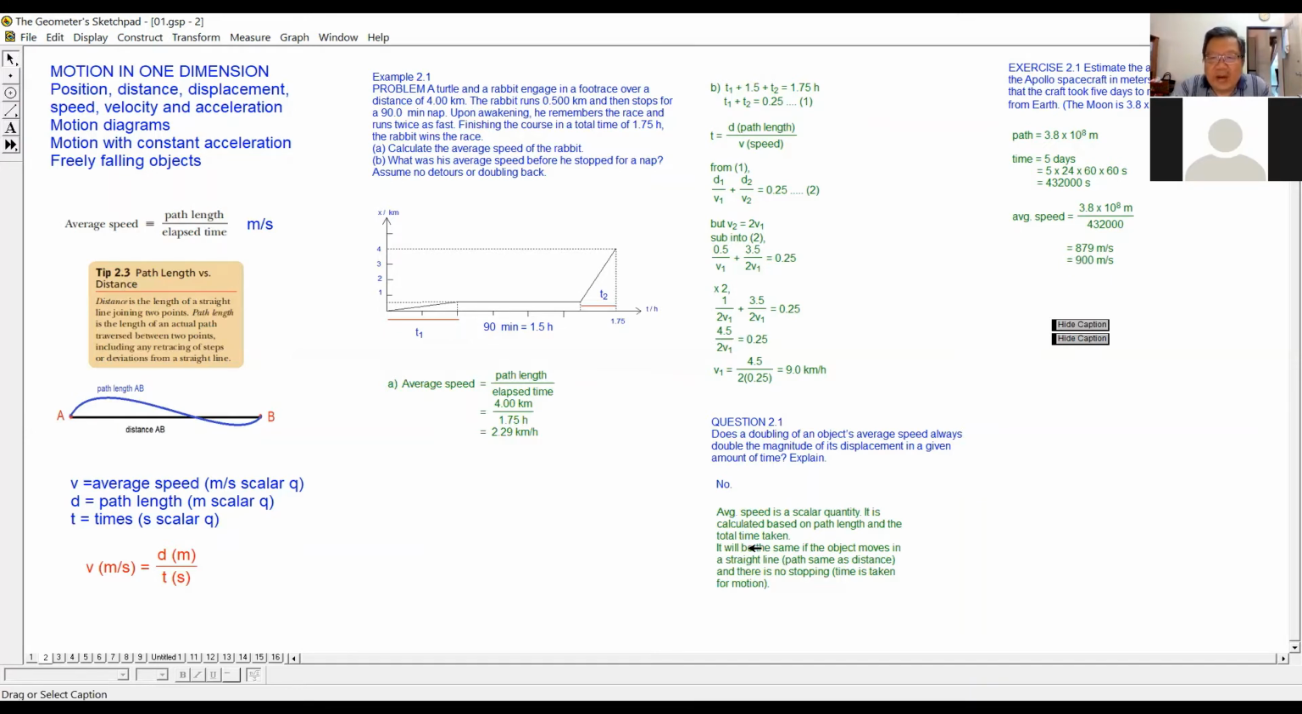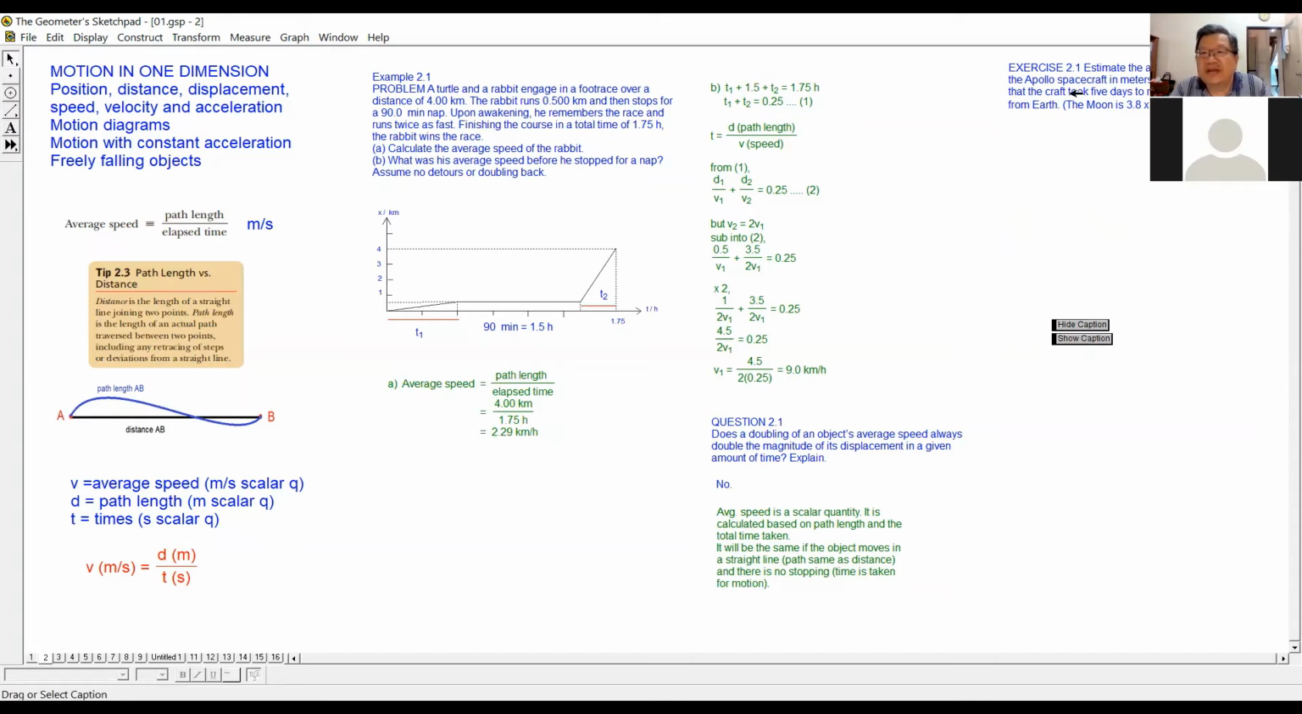So your average speed will only be the same if it is traveling in a straight line. If it is traveling in a straight line, the displacement is actually what you are traveling. Any question about this? No, I understand. I thought I'm not very clear. Okay, right.